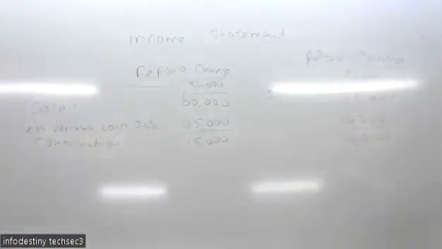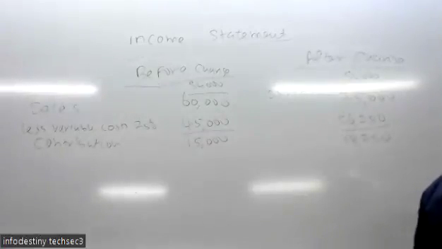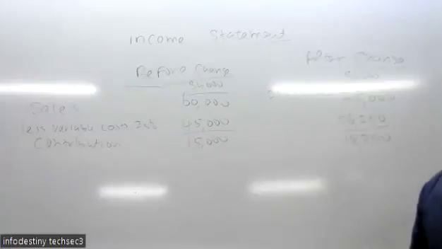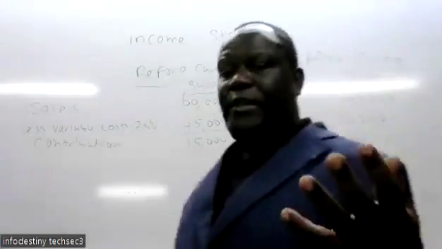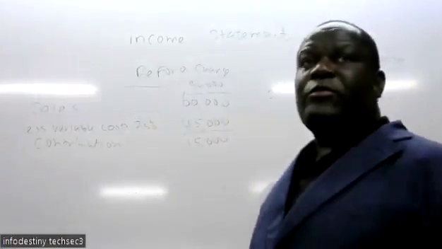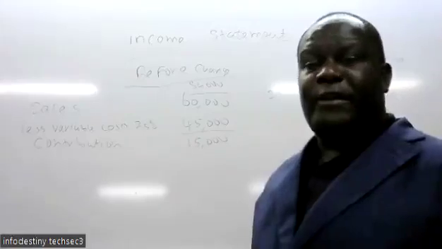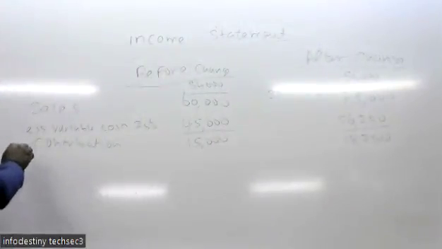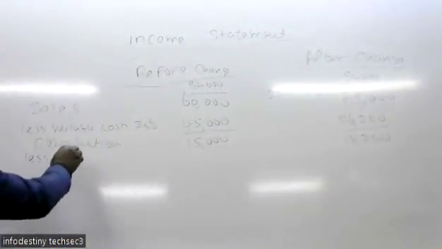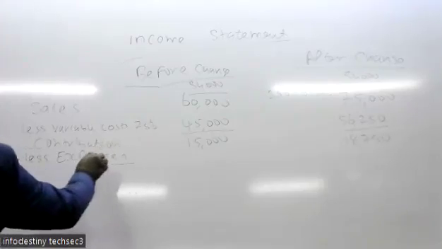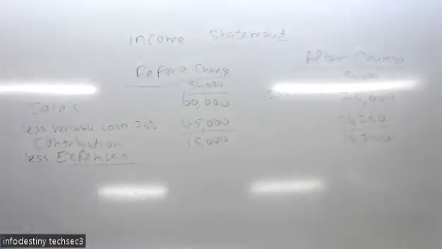In some questions, they may give you the contribution. They may say that the contribution is 25%. So if contribution is 25%, it means the cost of sales is 75%. Now you less expenses. So after that, you less the expenses.